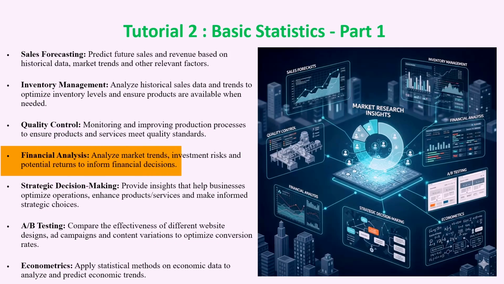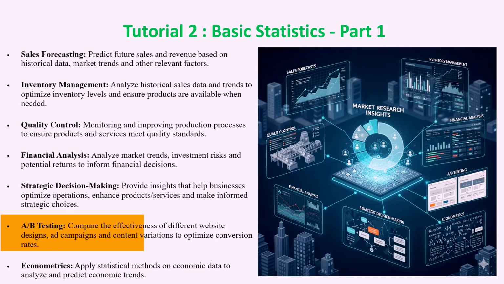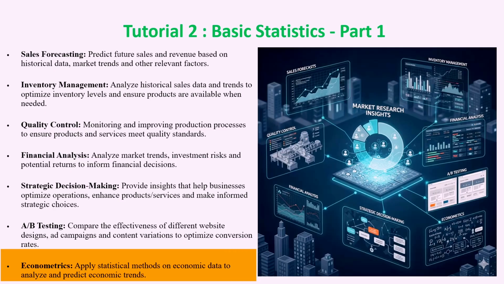Financial analysis is used to analyze market trends, investment risks, and potential returns to inform financial decisions. Strategic decision making is used to provide insights that help businesses optimize operations, enhance products or services, and make informed strategic choices. A/B testing is used to compare the effectiveness of different website designs, ad campaigns, and content variations to optimize conversion rates. Econometrics applies statistical methods on economic data to analyze and predict economic trends.